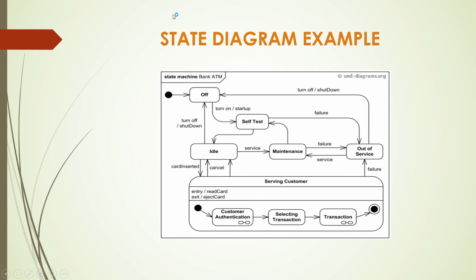This is an example of a state machine for a bank ATM, in which we can see that the machine is off. It can be out of service, or firstly we turn it on, then it can be idle. Then it can serve the customer as well. So here we can see the example for the state diagram.